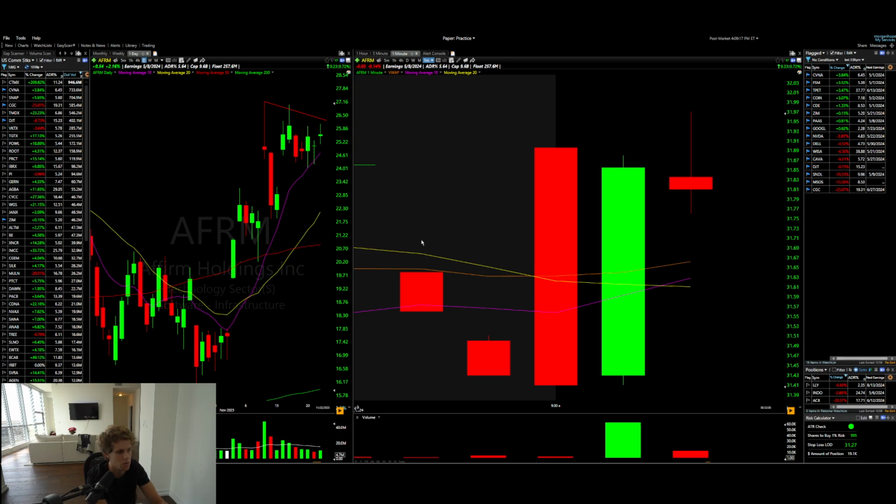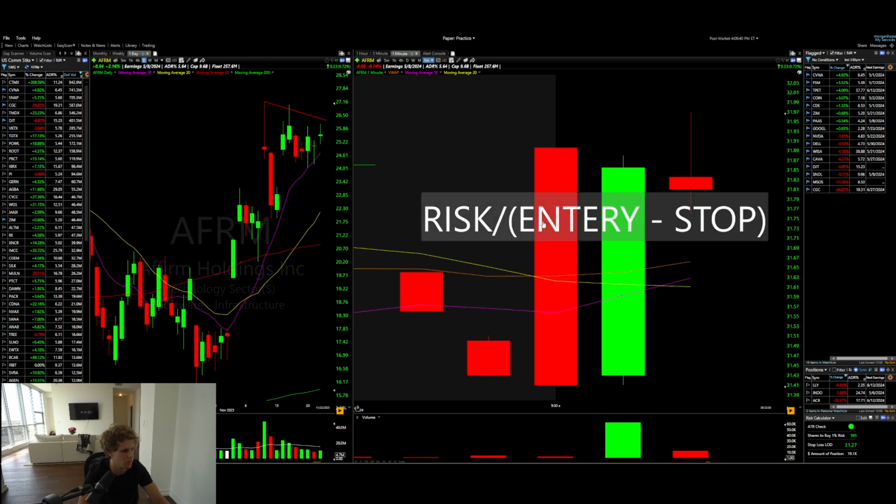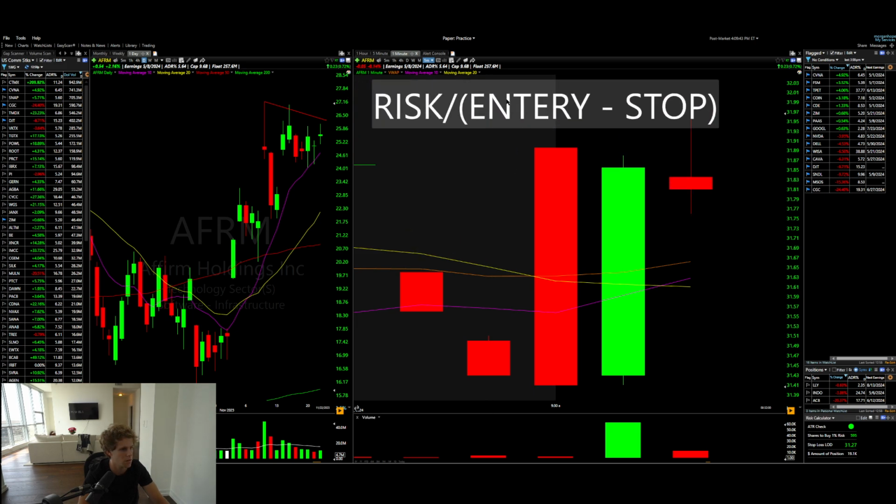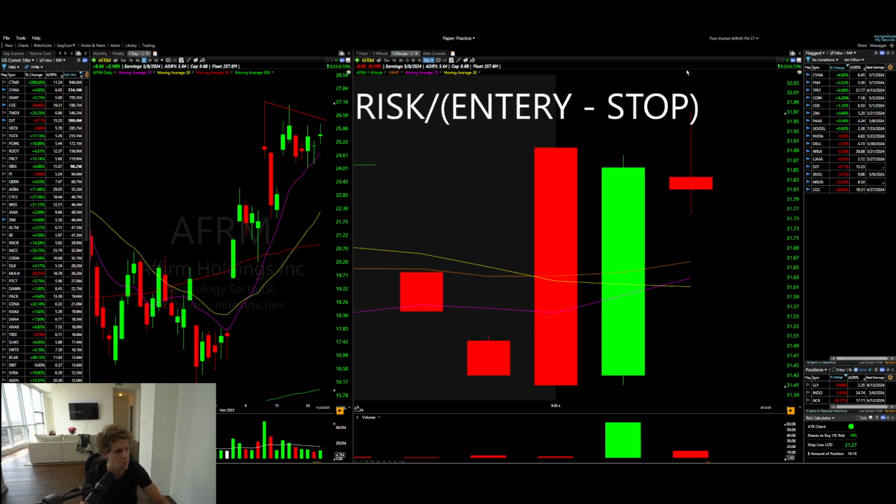Now, if you want to know how to calculate that position size, it's going to be, let me add text. It's going to be risk divided by entry minus stop. So this is the formula. Let's increase the font size. Okay, so this is the formula, right? Everyone can see that. This is the formula that you're going to use.